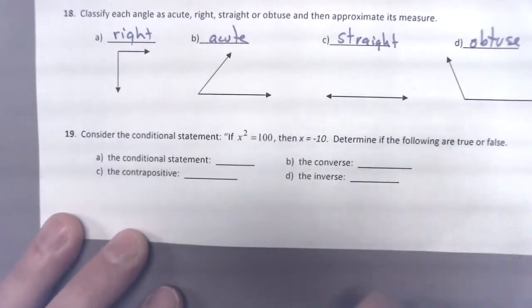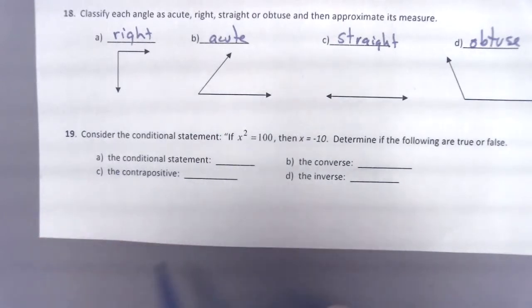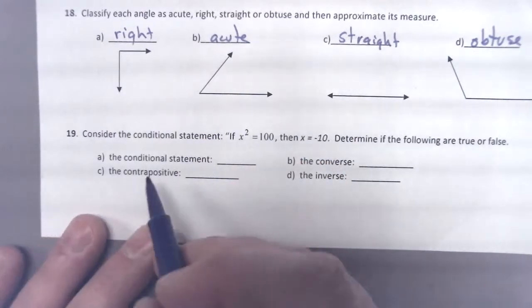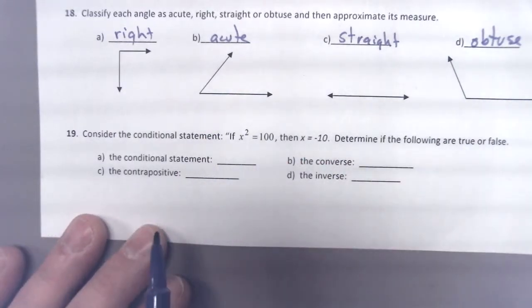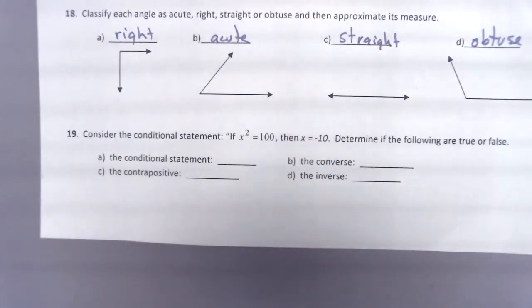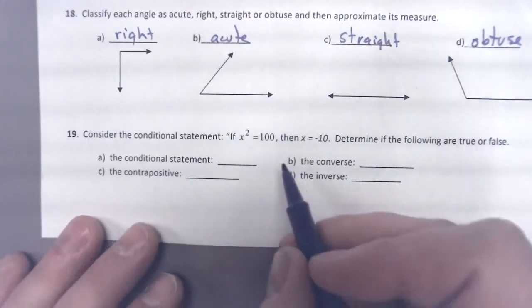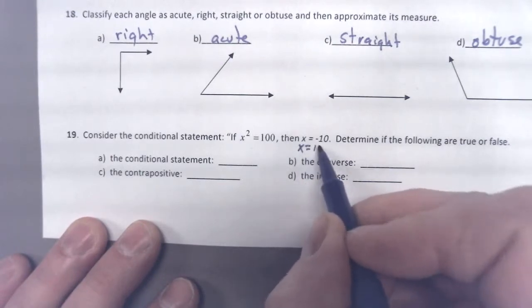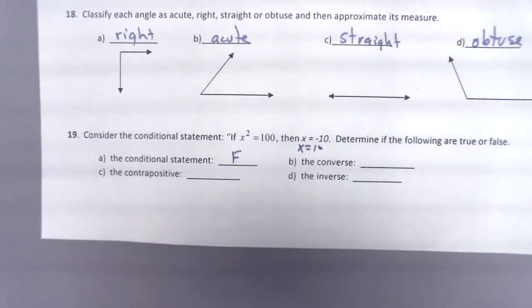On the bottom of the page, we're considering the conditional statement, if x squared equals 100, then x equals negative 10. Determine if the following are true, false. The conditional statement as it sits, if you can find a counterexample that would make it false, and I know that x could also equal 10, so I'm going to say that's a false statement.